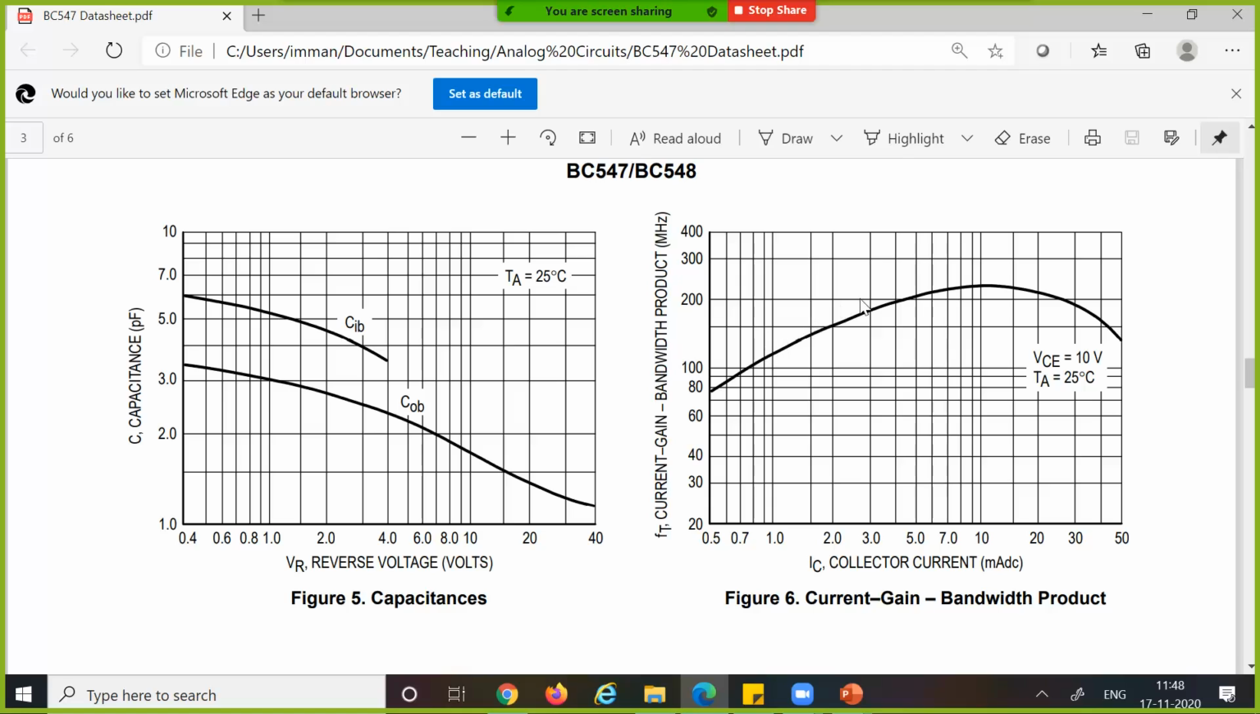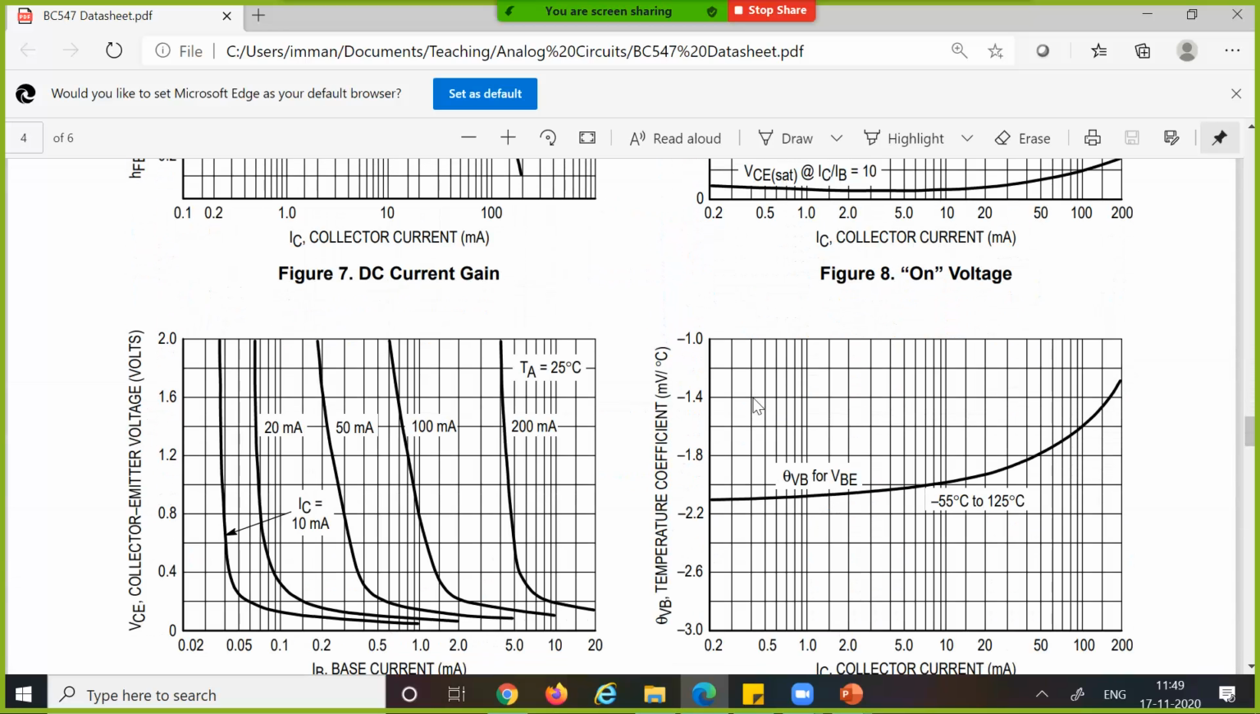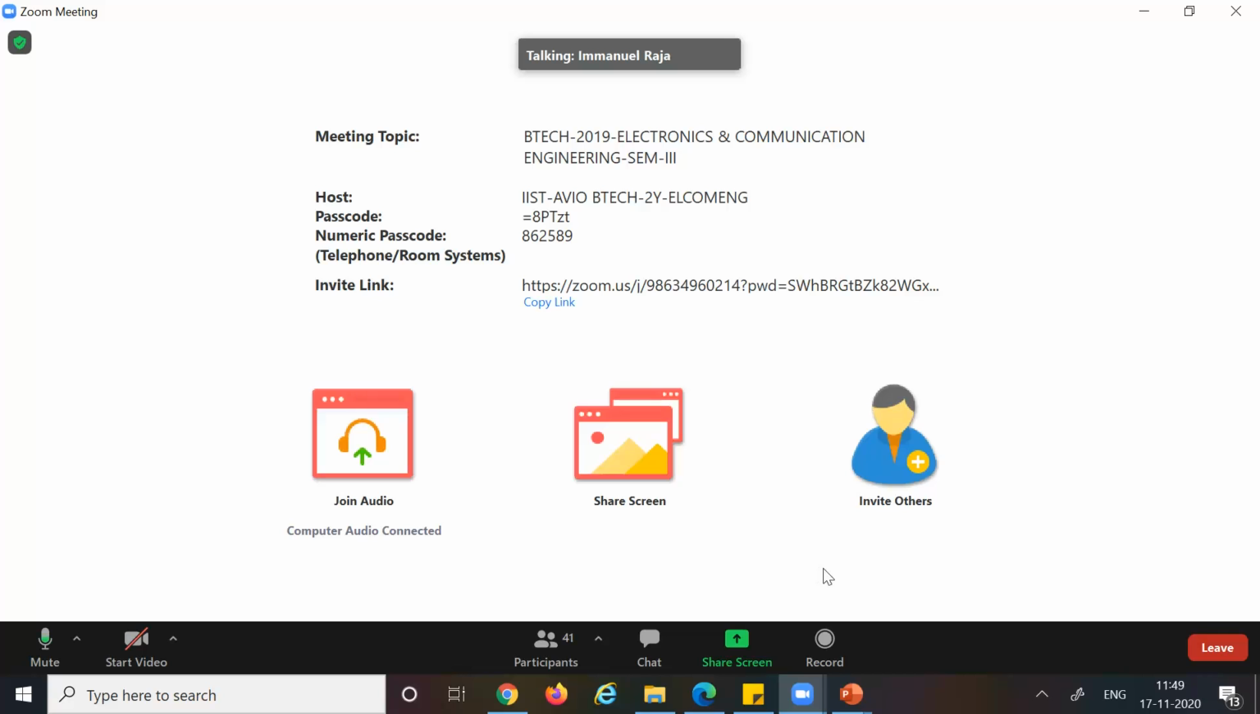Therefore FT increases till it reaches a max point here, and after that it drops down. So many times when people design their circuits, especially if they want some high frequency performance, they will bias it in such a way that they get an FT which is fairly high. All right, so with this, let's wind up today's class.